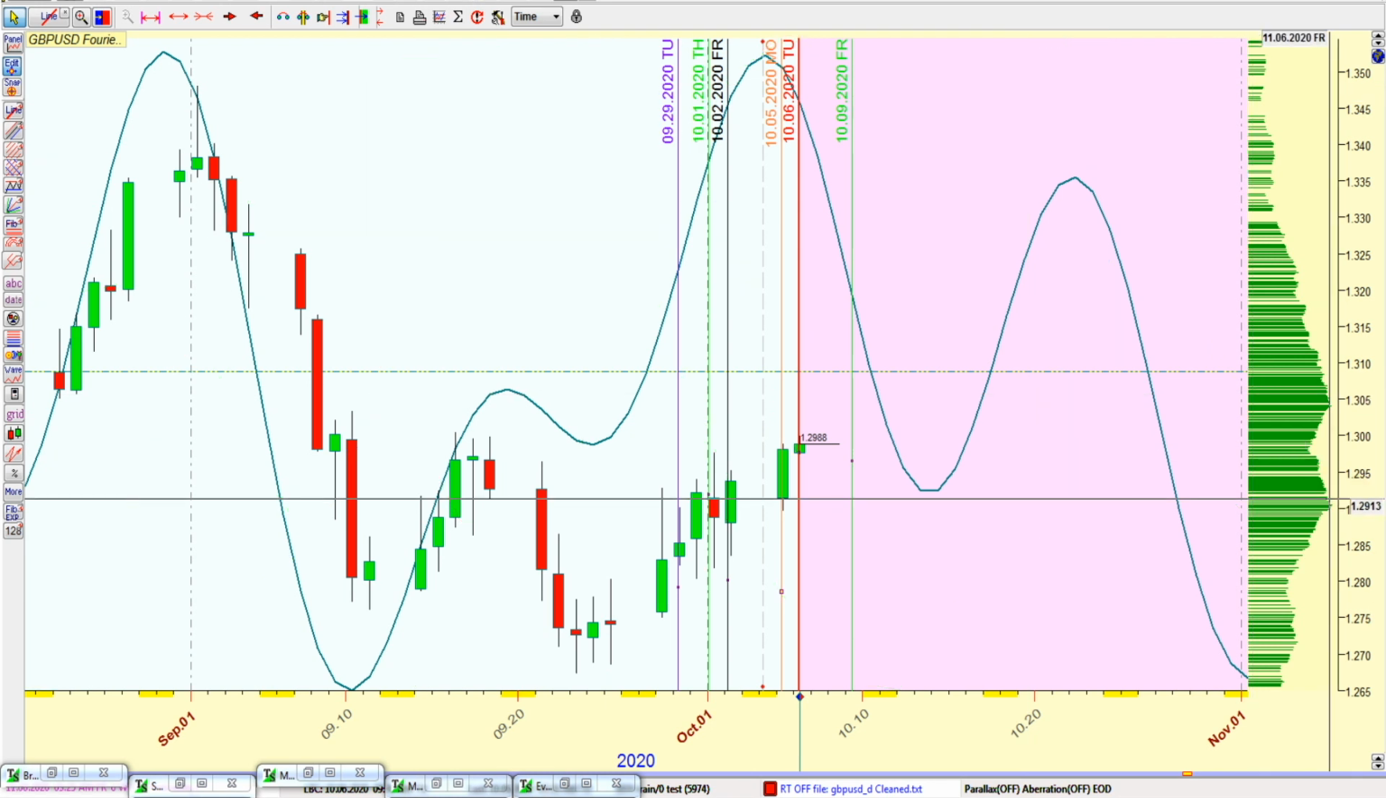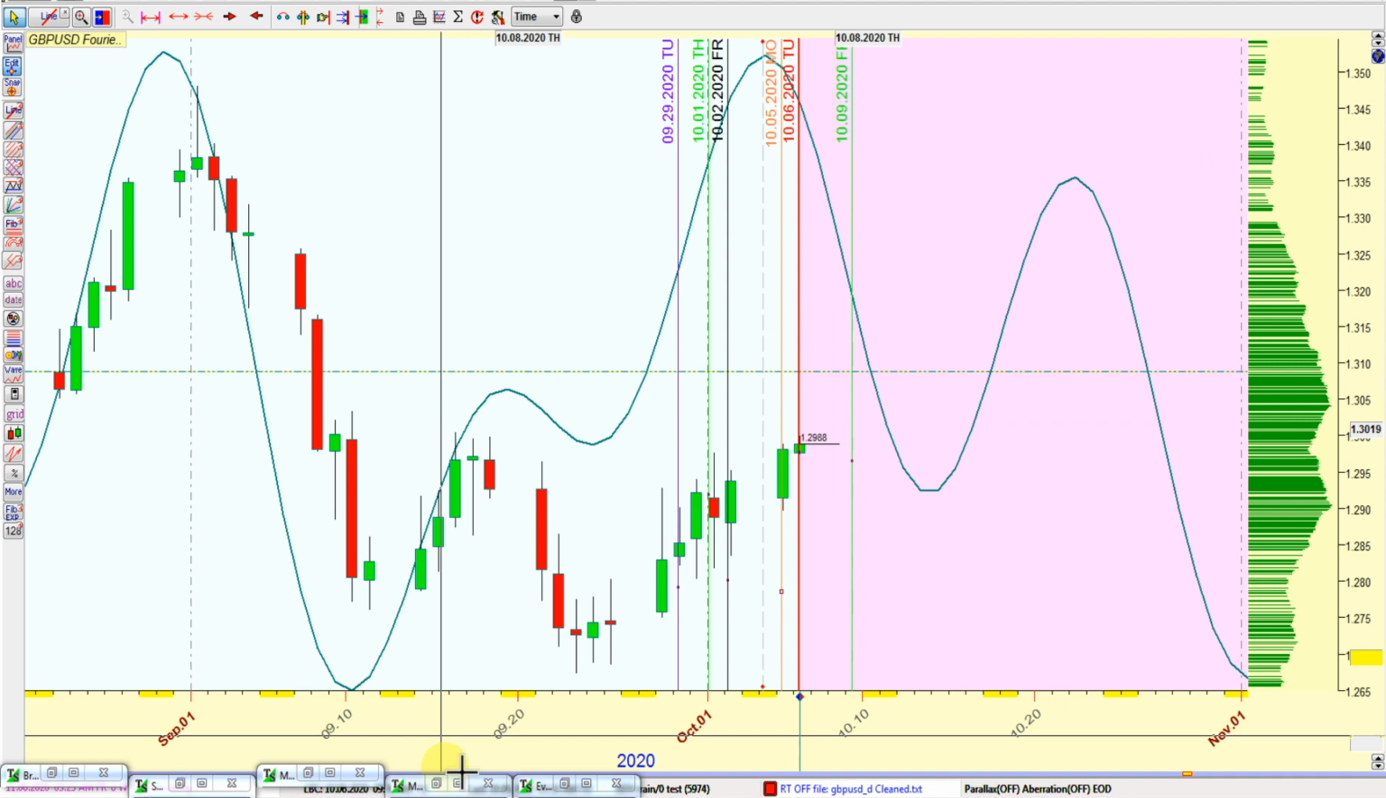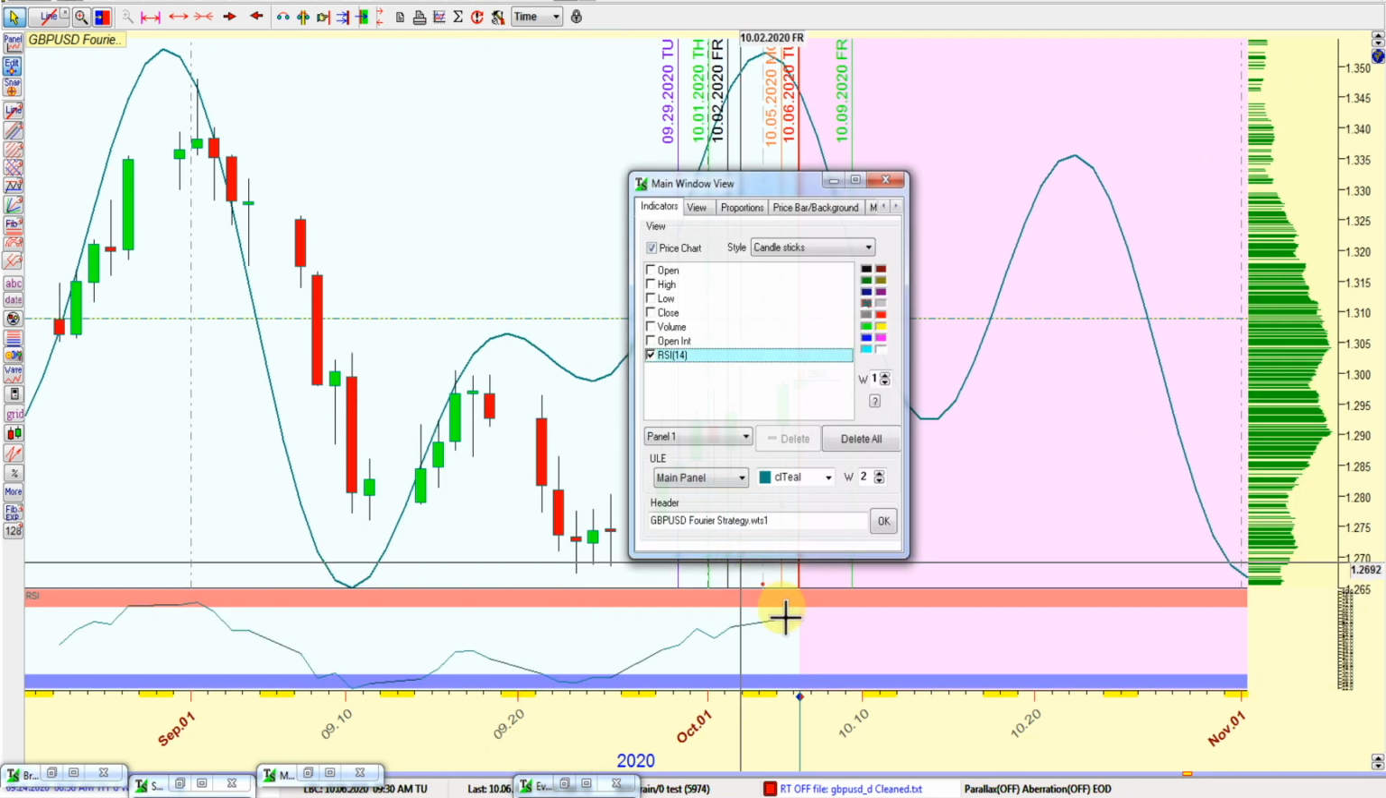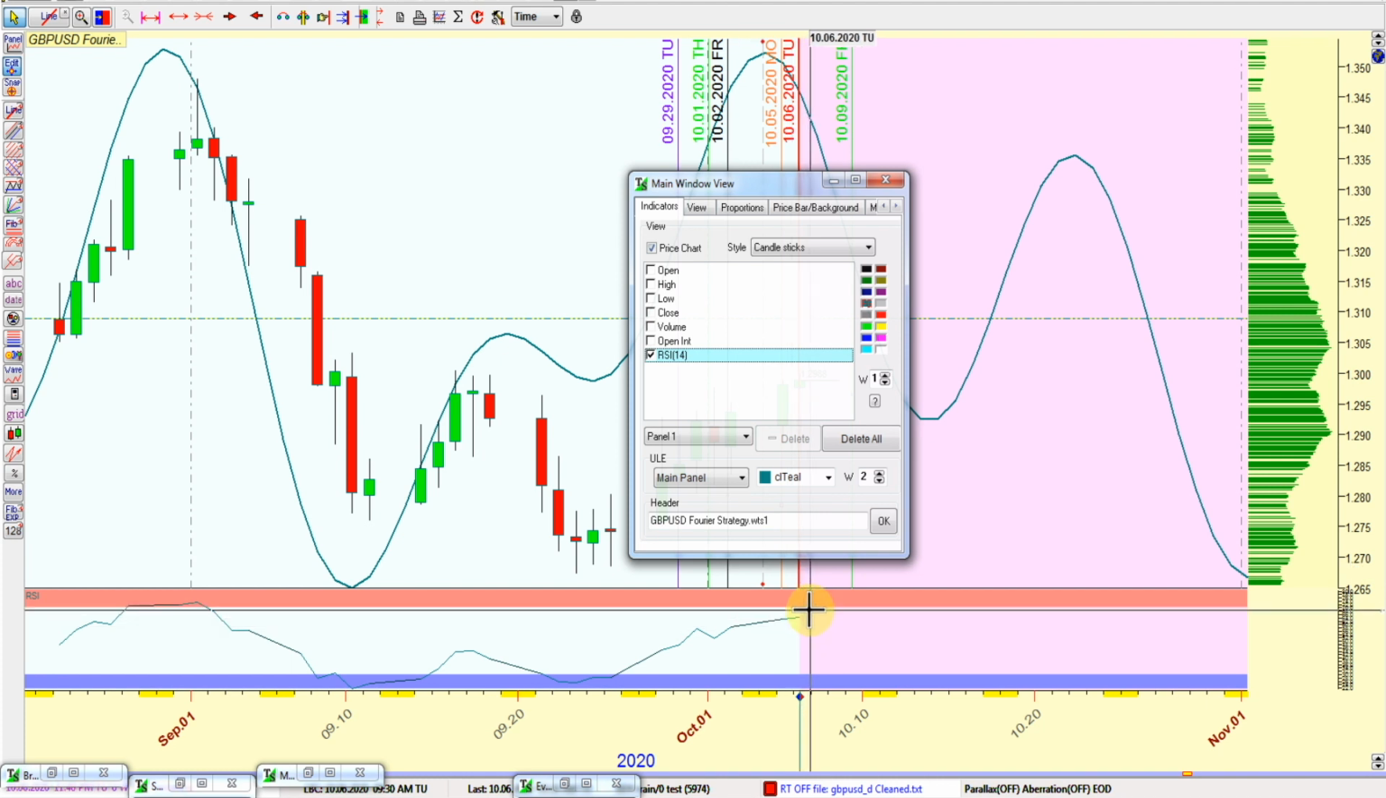Anything else? Let's see our RSI. Let's see where RSI is at. You can see that it's heading towards the overbought zone. So that's something you want to watch too.